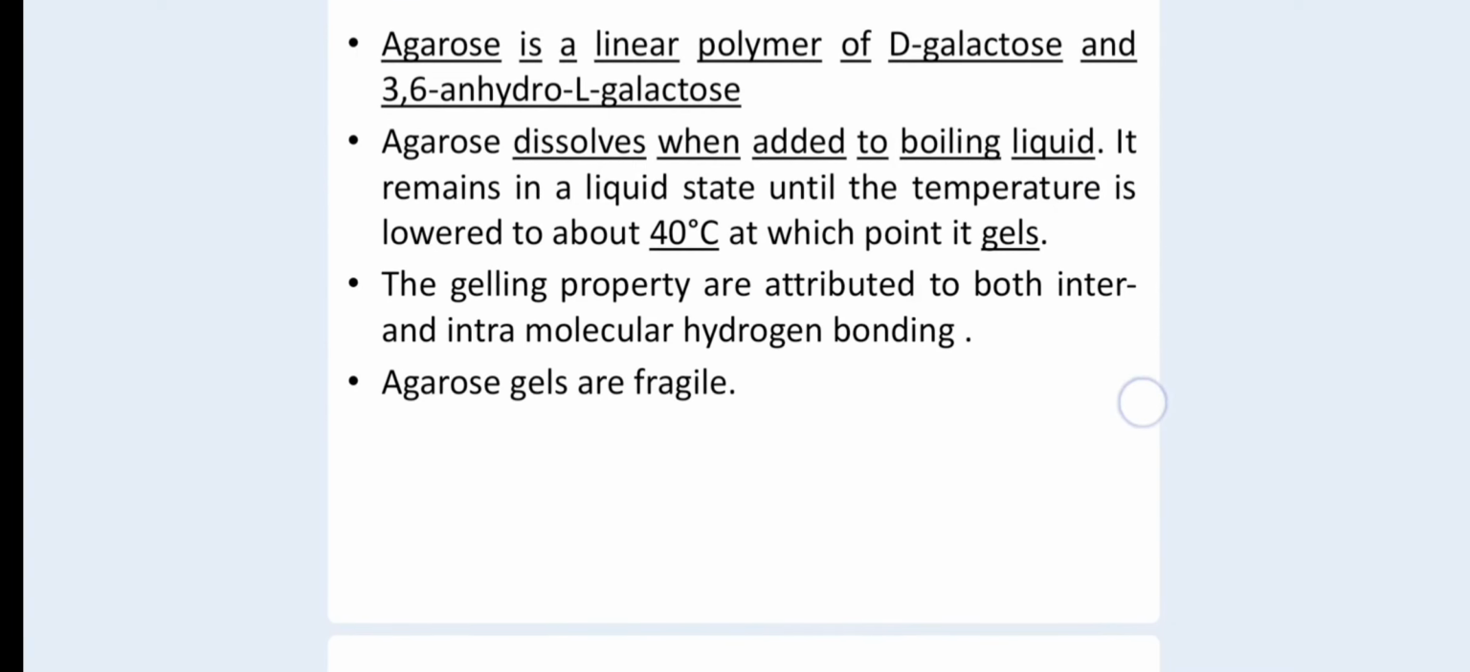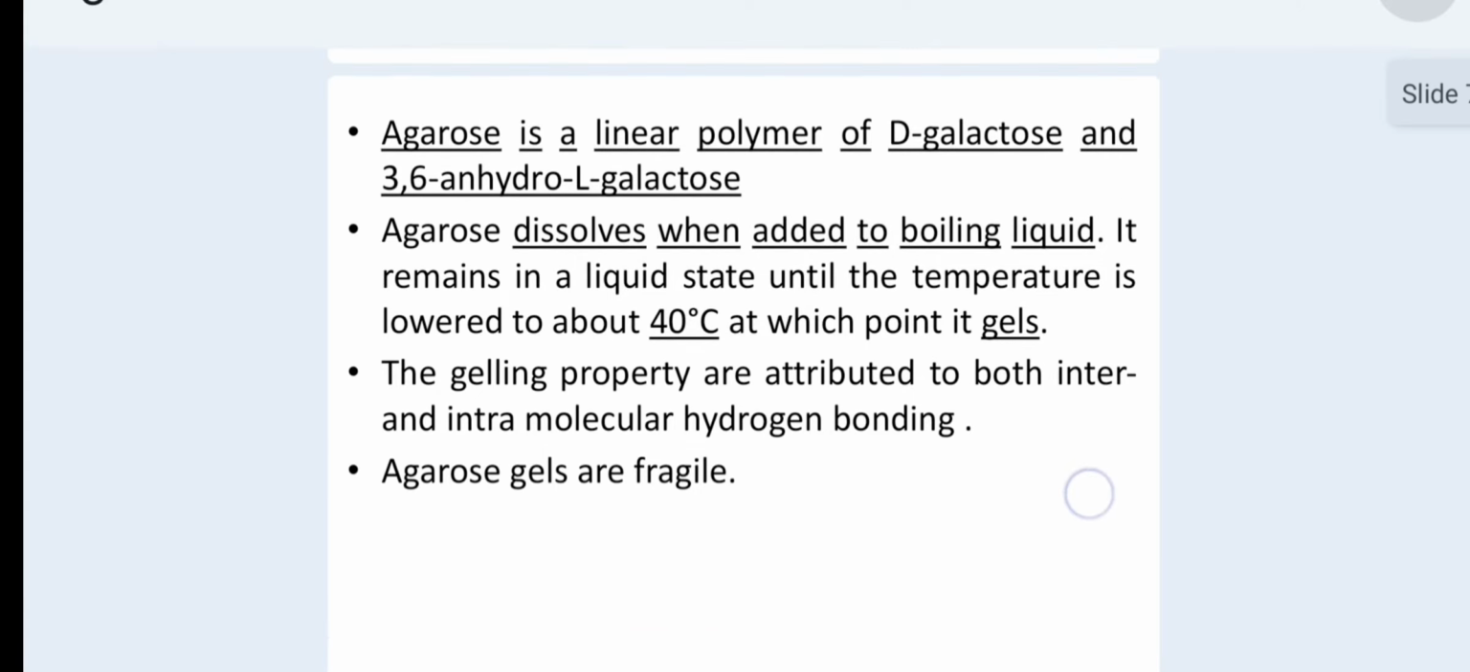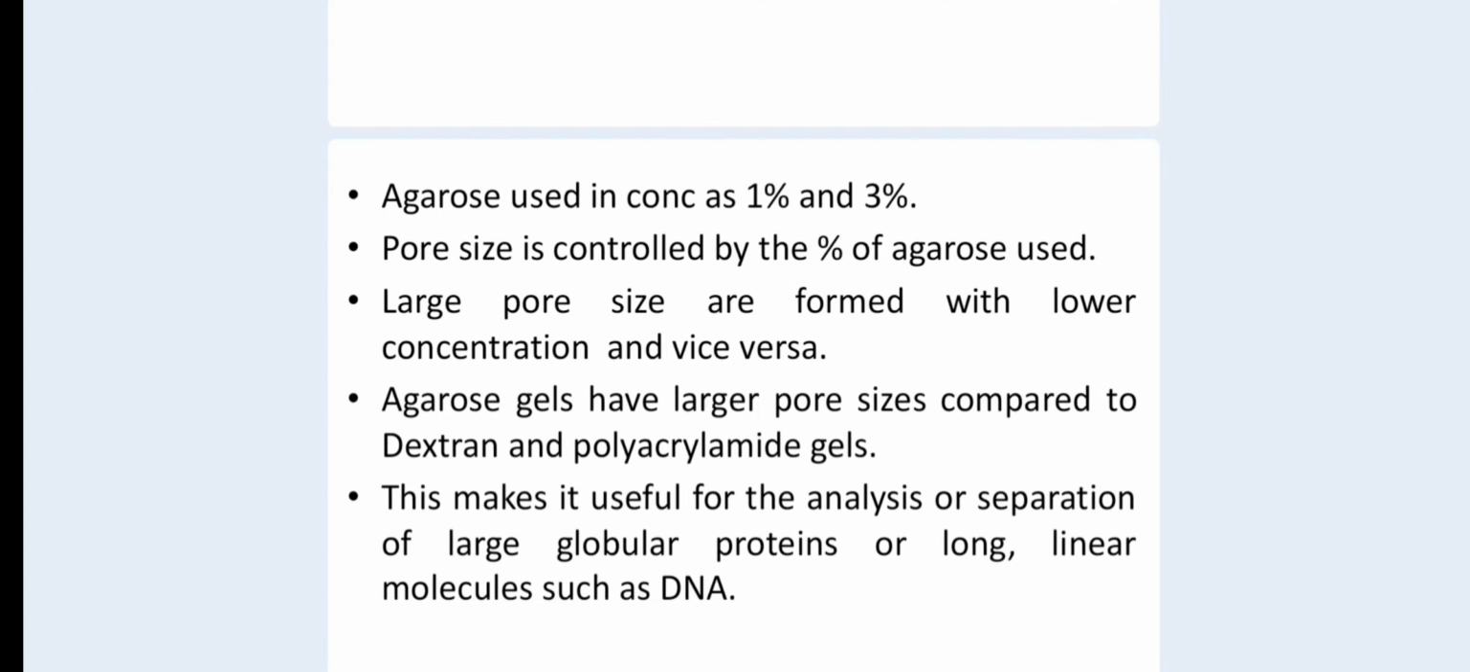Agarose is a linear polymer of D-galactose and 3,6-anhydro-L-galactose. Agarose dissolves when added to boiling liquid. It remains in a liquid state until the temperature is lowered to about 40 degrees Celsius, at which point it gels. The gelling property is attributed to both intra- and intermolecular hydrogen bonding. Agarose gels are fragile.